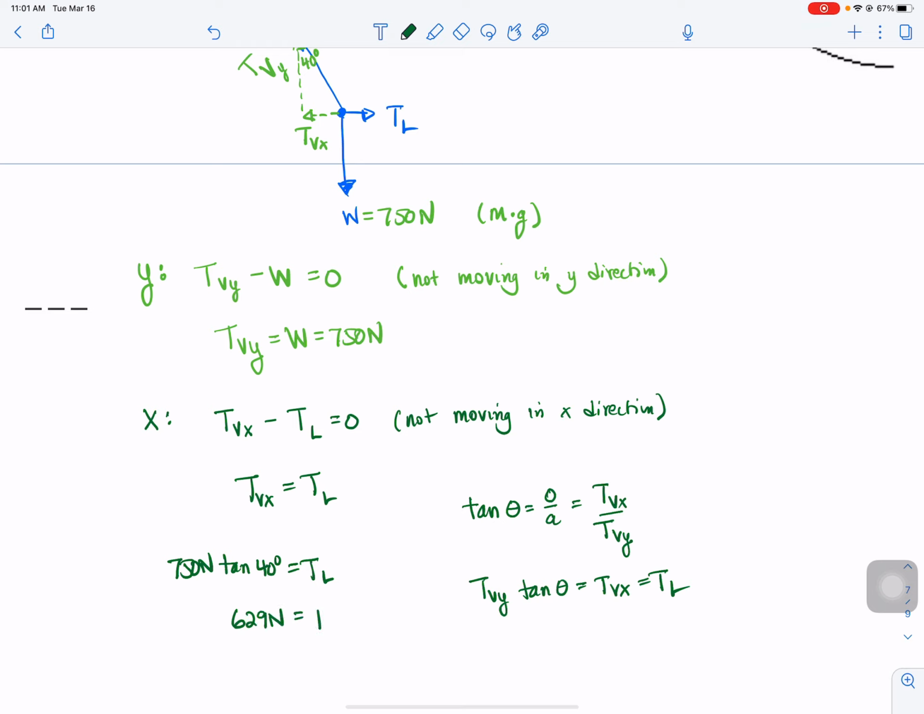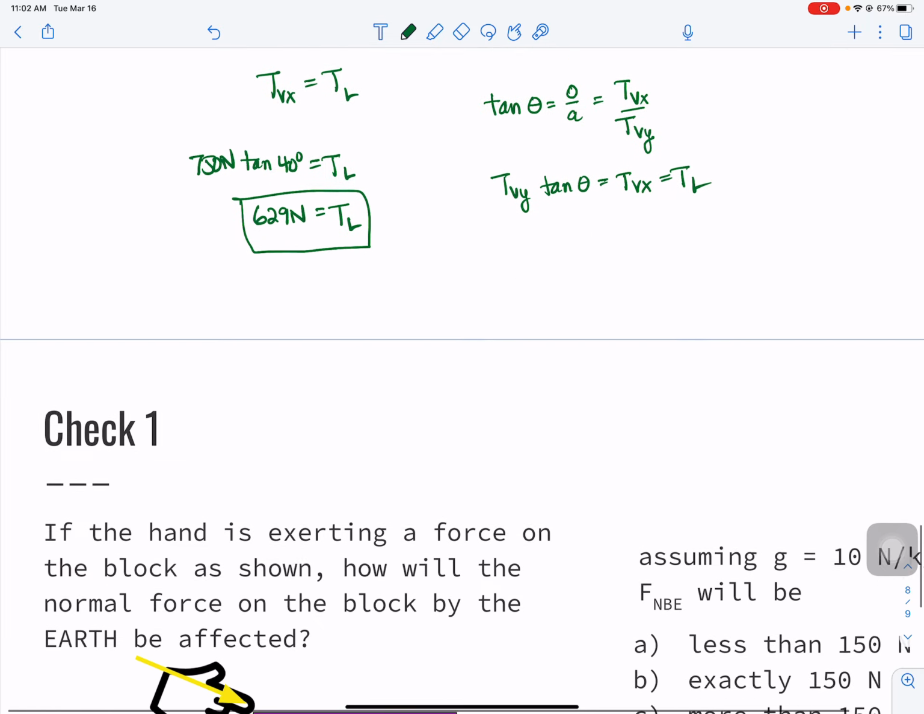Now, this is absolutely not the only way to solve this problem. We could have gone from TVY to the tension. And once you find the tension, then you can do TVX. So there are multiple ways to go through this problem. This is just one of them. That is the tension in the loincloth.